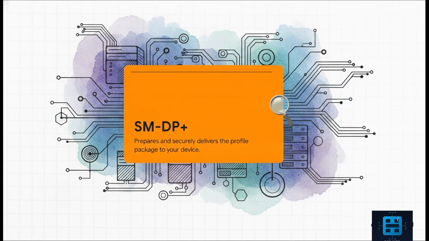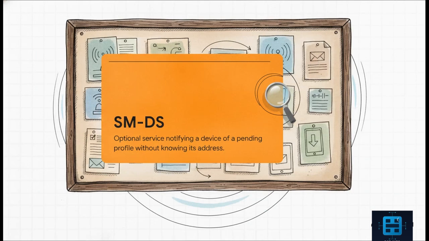Zooming out a bit to the network side of things, we have the SM-DP+. This is a heavy-hitting network node that safely prepares and delivers your digital profile package. It actually combines some pretty complex roles that used to be split completely apart in the older machine-to-machine standards. And finally, completing the network side, we have the SM-DS. This is an optional discovery service, and you can sort of think of it acting like a giant global digital bulletin board. It basically allows your device to check in and see, hey, are there any new incoming carrier profiles waiting for me?